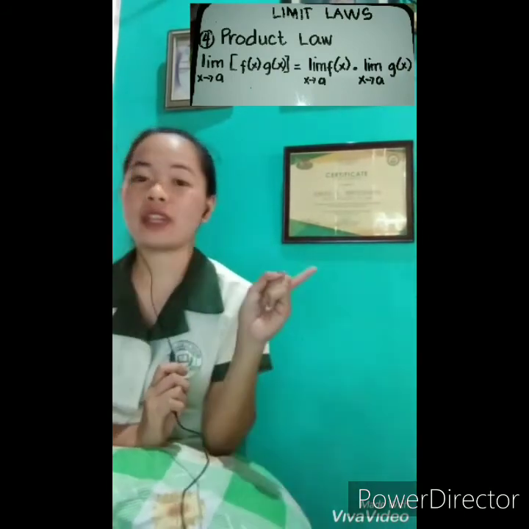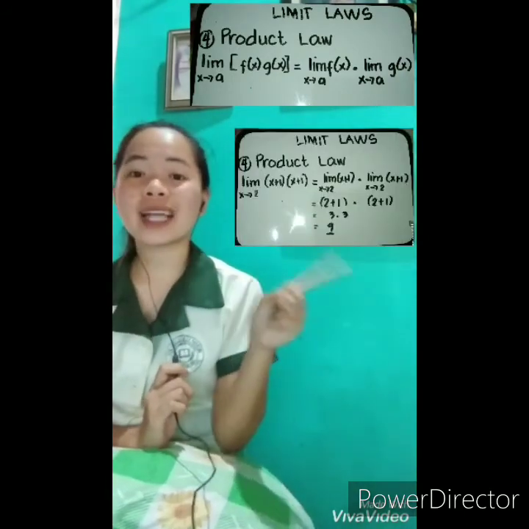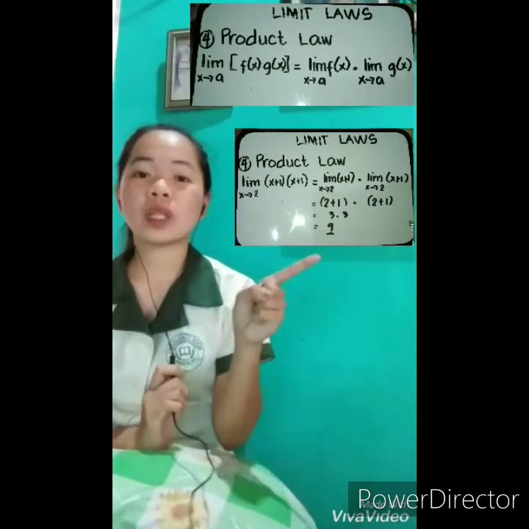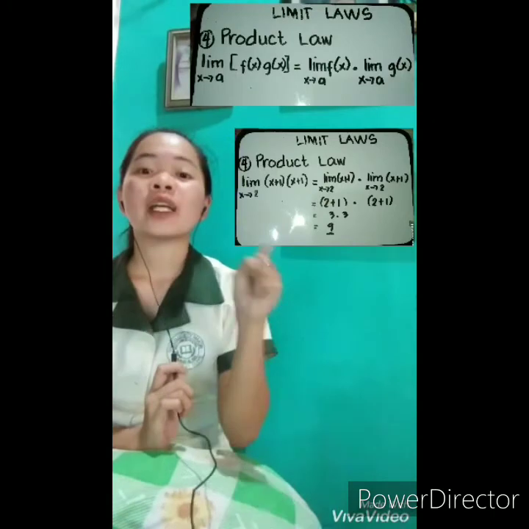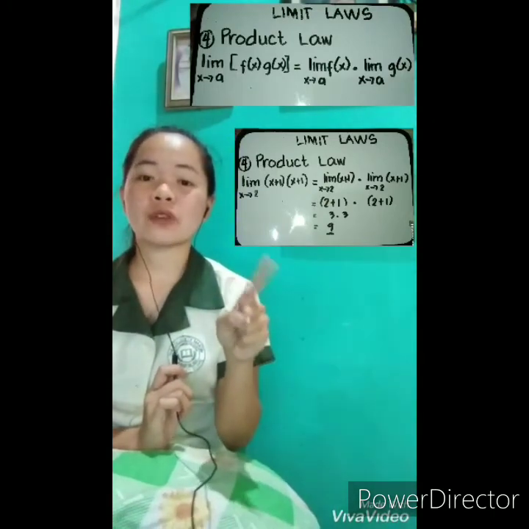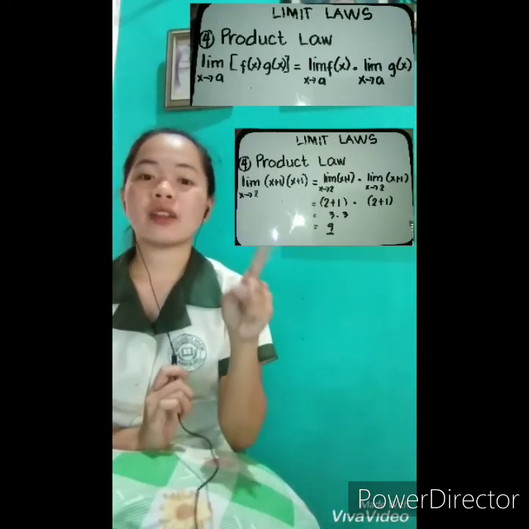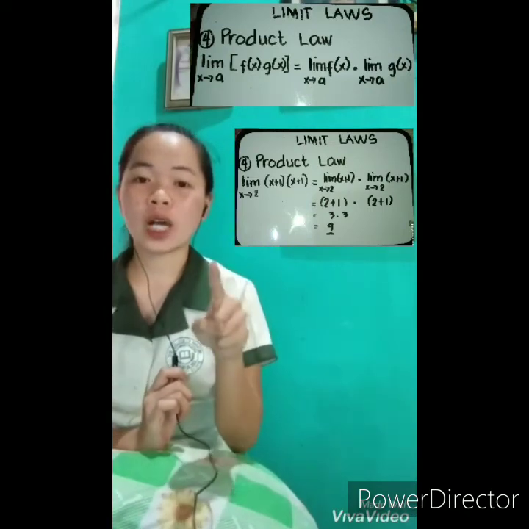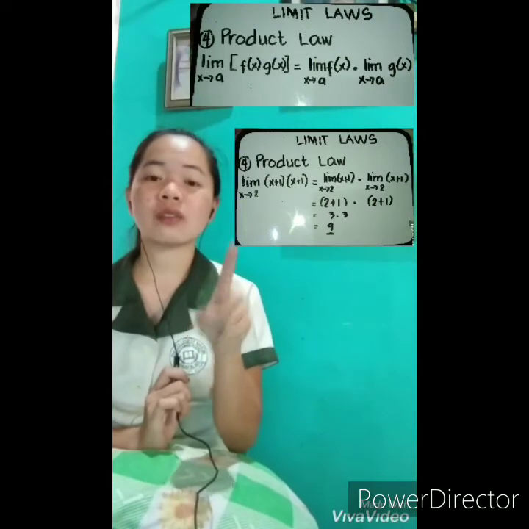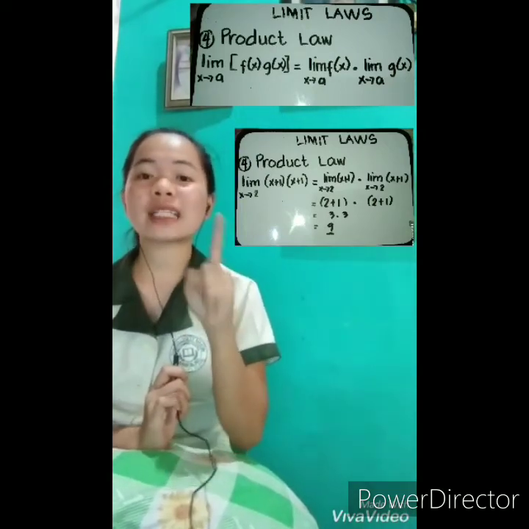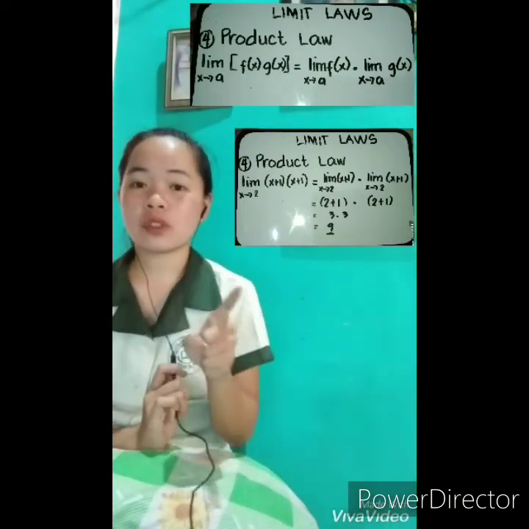So for example, we have this, the limit of the quantity of x plus 1 multiplied by the quantity of x plus 1 as x approaches 2 is equal to the limit of f of x as x approaches a, which is the limit of the quantity of x plus 1 as x approaches 2, times the limit of g of x, which is the limit of the quantity of x plus 1 as x approaches 2.